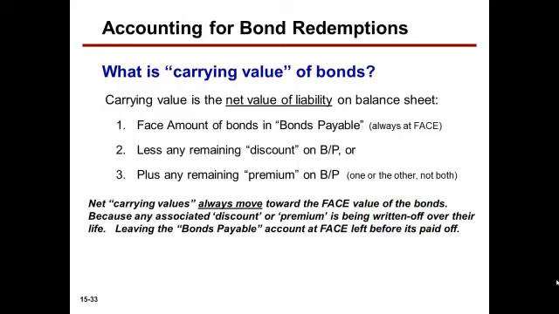So when bonds are initially issued at a discount, the carrying value is lower than the face value. And that discount account is removed, the carrying value moves toward the face value. Bonds issued at a premium, the original total net liability is higher than the face value. As the premium is written off, the carrying value moves down to face value over the life of the bonds.